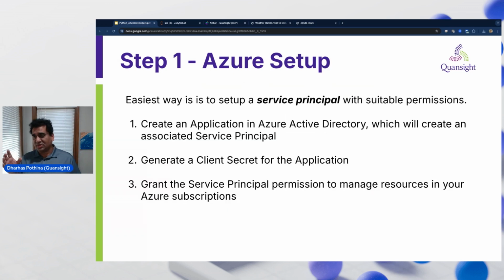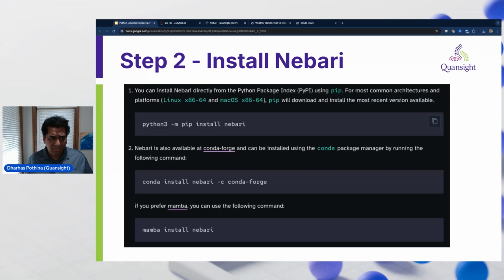Now, going through some of the details, we're first going to set up the service principal, so we'll create an app, then we'll create a secret for the app, and then we'll grant that service principal permissions to manage resources on your Azure subscription. This is what you'll do in Azure, and then locally you'll install Nebari on your laptop. You do pip install, conda install, pixi install, whatever you need. It's a pure Python package, and it'll install.